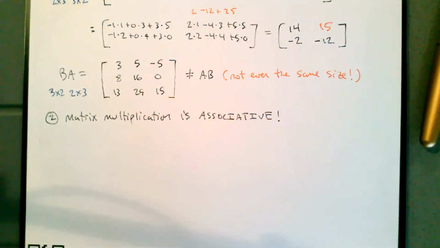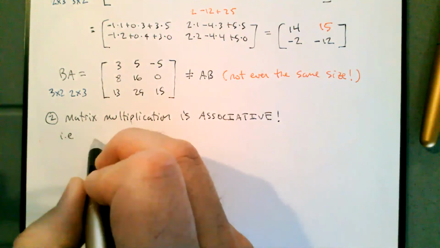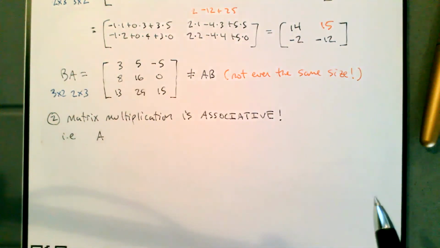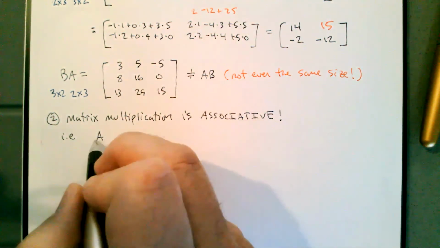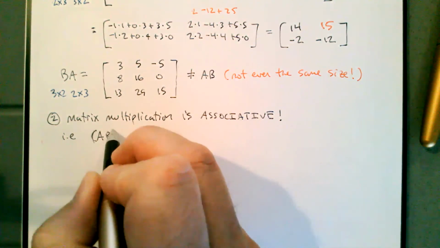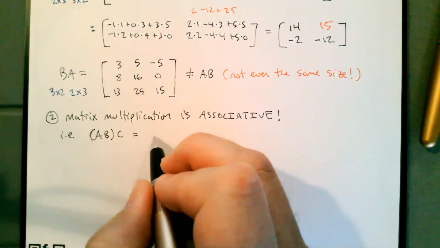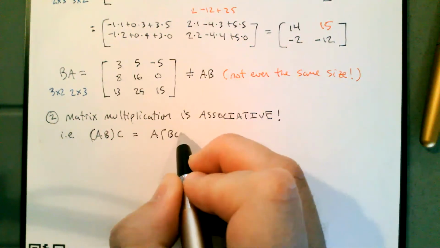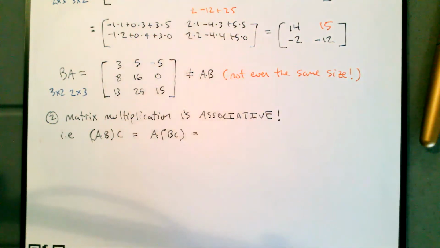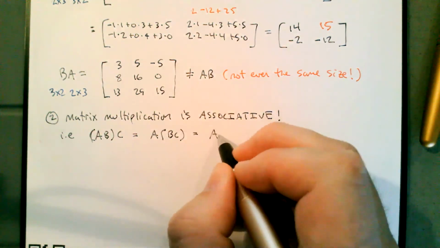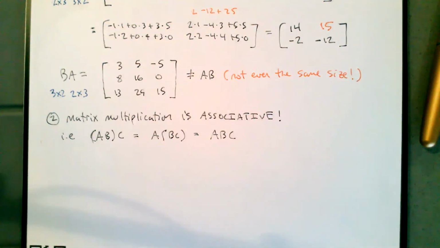So this one still works out. That is, if I have A times B times C, associative has three things. This is equal to A times the product BC. So if I have a product of three matrices, I don't need to worry about the parentheses. I can just write A, B, C, just like with numbers. So that part of multiplication still applies.